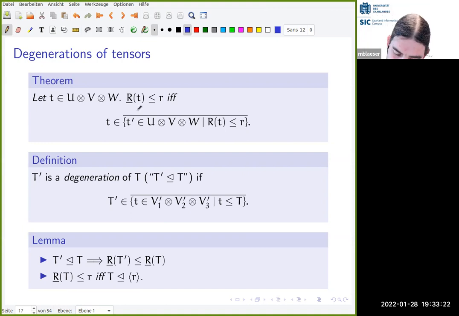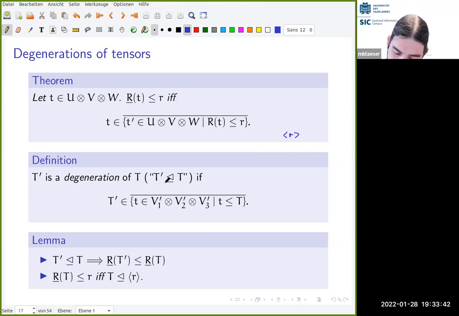And in particular, this is equivalent, because this has a complete element. It's essentially equivalent that you are in the orbit closure of this element here, the unit tensor of size R by R by R.